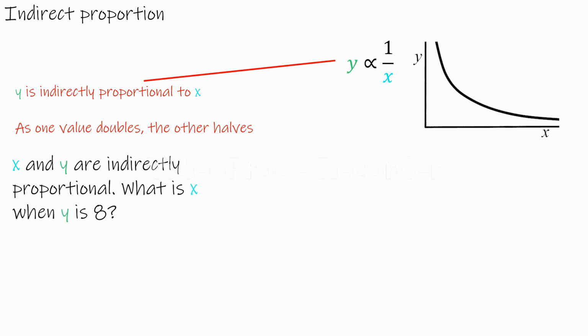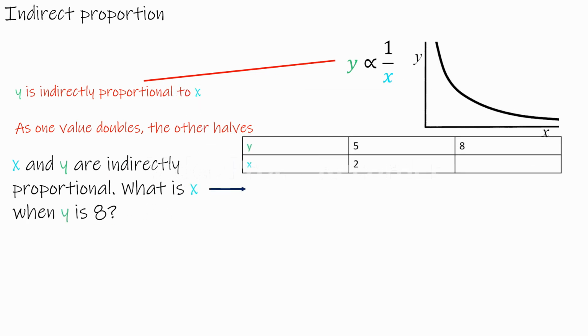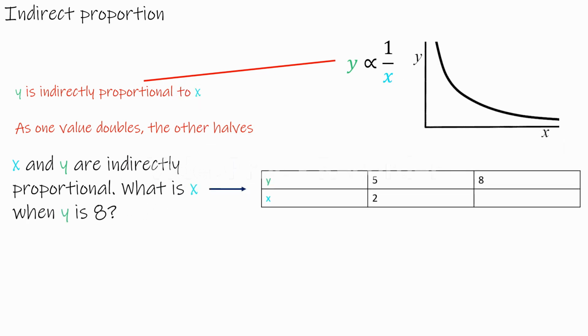Now, here is an example of a question where we are told that x and y are indirectly proportional and then asked to find x when y is 8. We are also given an example of where y is 5 and x is 2. First of all, we need to use this example to set it to y equals k over x. So, substituting in our values, we can say that 5 equals k over 2. And now we need to rearrange this to find k.